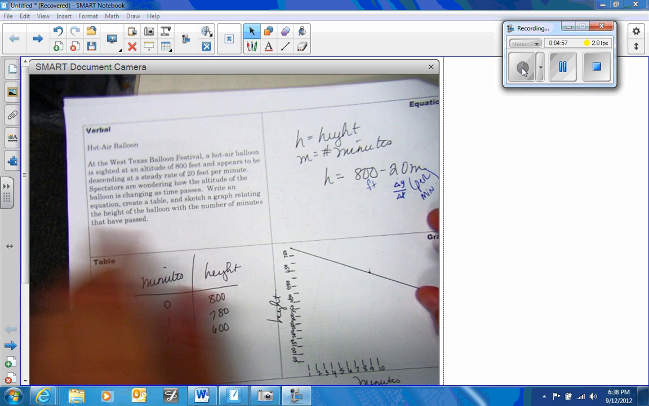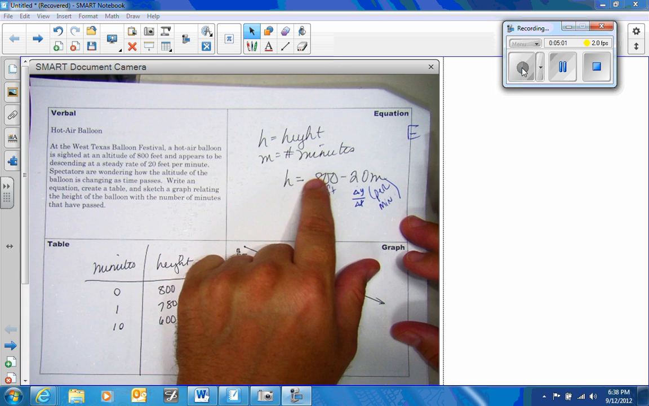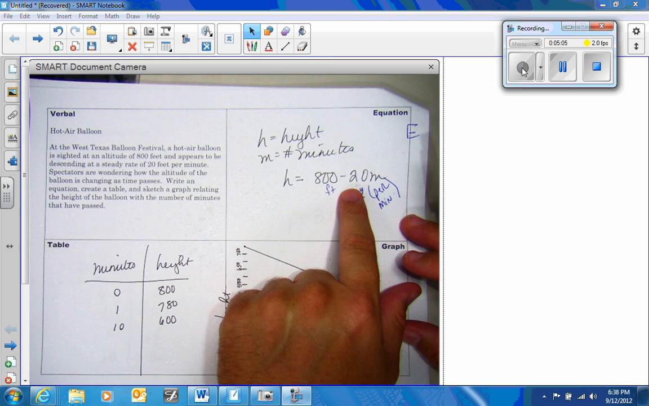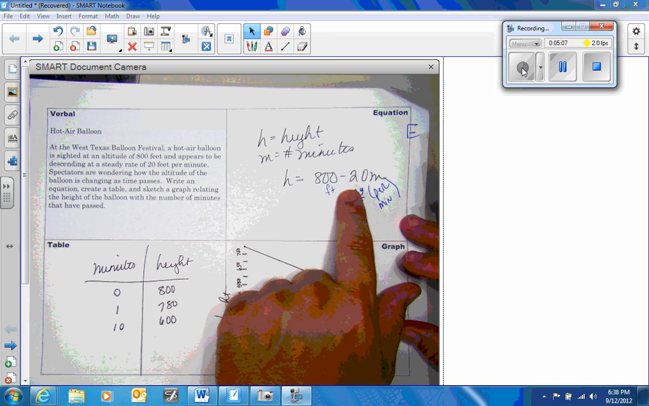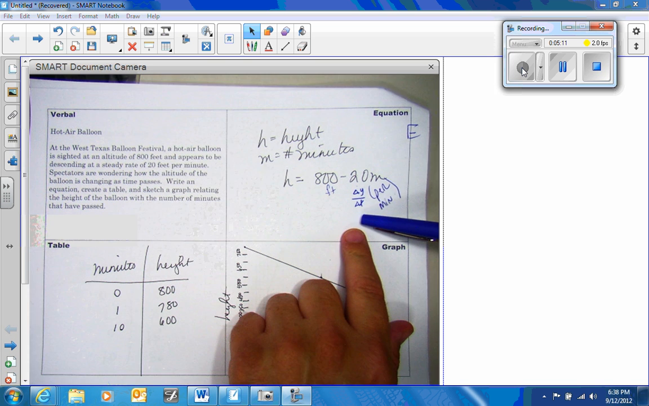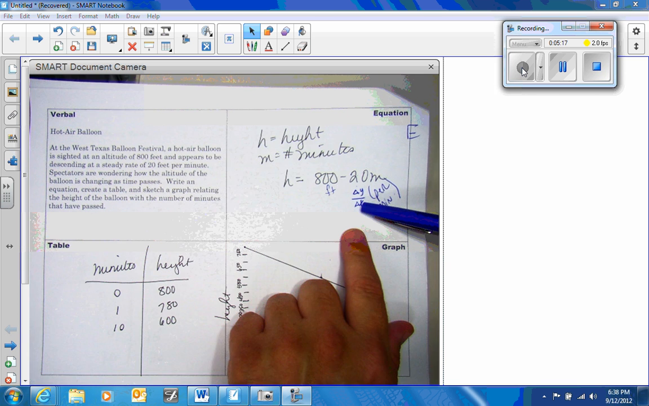All right, finally, E. Here's our height in our minutes. This is the hot air balloon problem. So we're going to start at a height of 800 feet. It's going to descend at 20 feet per minute. Notice that that's our delta y over delta x. This is our change in y over change in x. That means the height is changing for every minute that it changes.